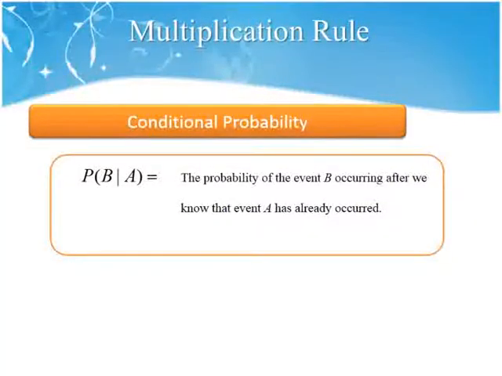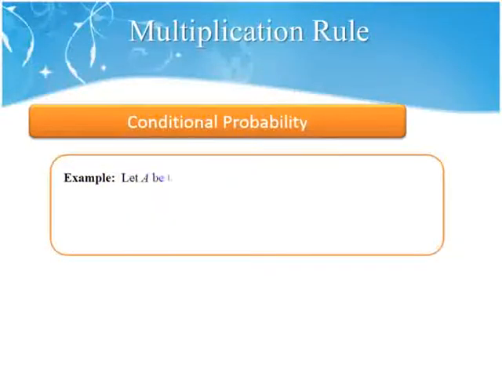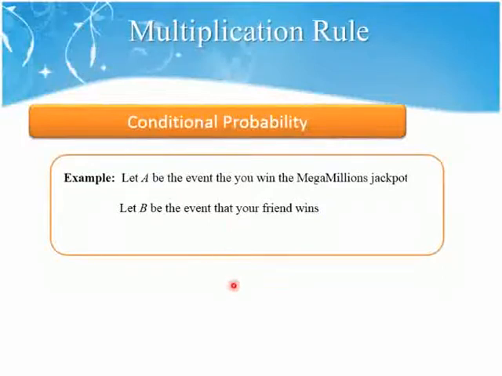That is a conditional probability. So for example, if we let A be the event that you win the Mega Millions jackpot, and we let B be the event that your friend wins, think about what this means. If you won the Mega Millions jackpot, does that affect the probability that your friend would win? And recall that winning the jackpot means you've just chosen the numbers on the Mega Millions lottery ticket correctly.